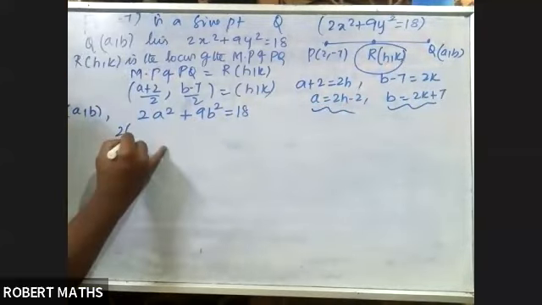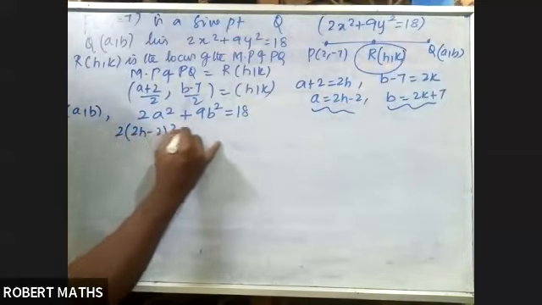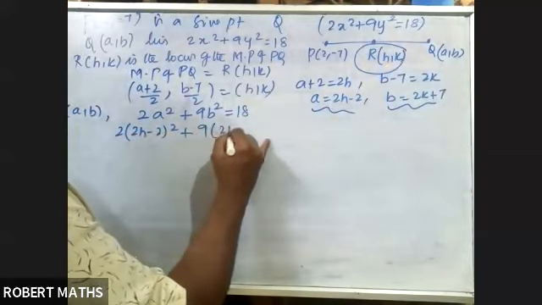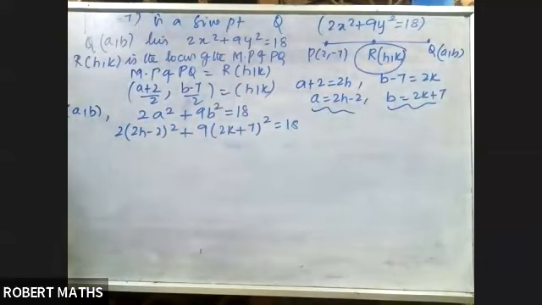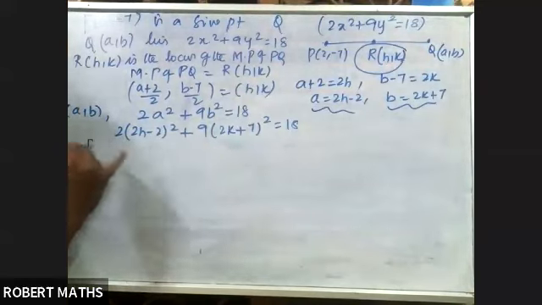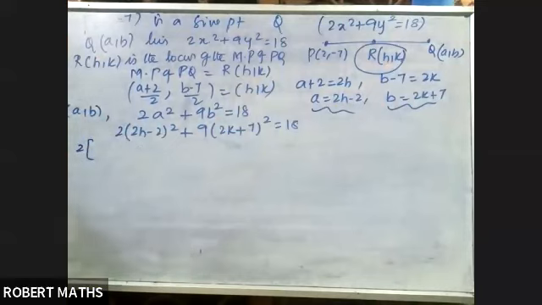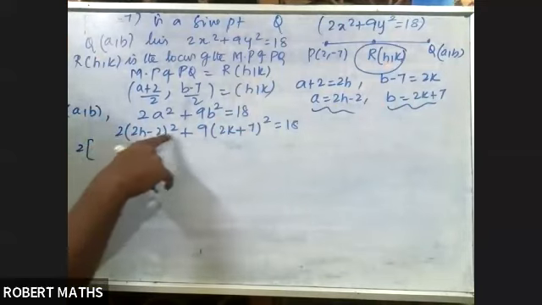Now you substitute: 2 into (2h minus 2) the whole square plus 9 into (2k plus 7) the whole square, which is equal to 18. So now you can get 2 into (2h minus 2) the whole square, 9 into (2k plus 7) the whole square equals 18. You expand it. Now you can expand this 2 into (2h minus 2) the whole square. What will we get? (A minus B) the whole square.